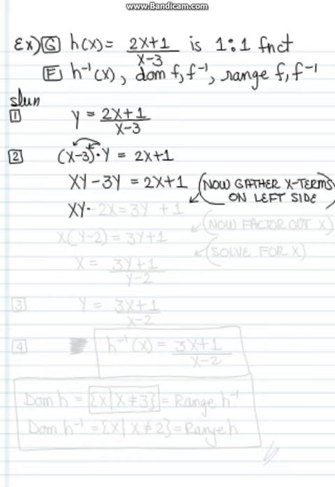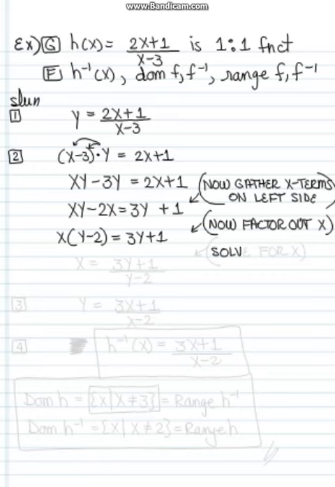Well, let's move it over first. xy minus 2x equals 3y plus 1. Now we have all the x's on the left, so let's factor out the x from that side. We are left with x times (y minus 2) equals the other side. And now solve for x by dividing both sides by y minus 2. And we've got x equals (3y plus 1) over (y minus 2).